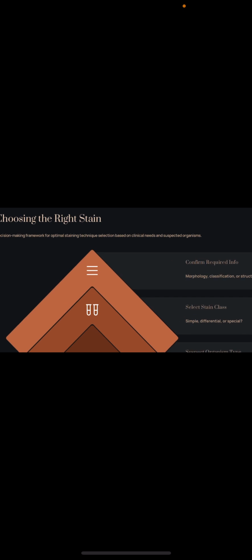Choosing the right stain. Decision making framework for optimal staining technique selection based on clinical needs and suspected organism. Confirm required info: morphology, classification, structure. Select stain class: simple, differential or special. Suspect organism type: bacteria, mycobacteria, or others. Assess clinical need: morphology or classification.